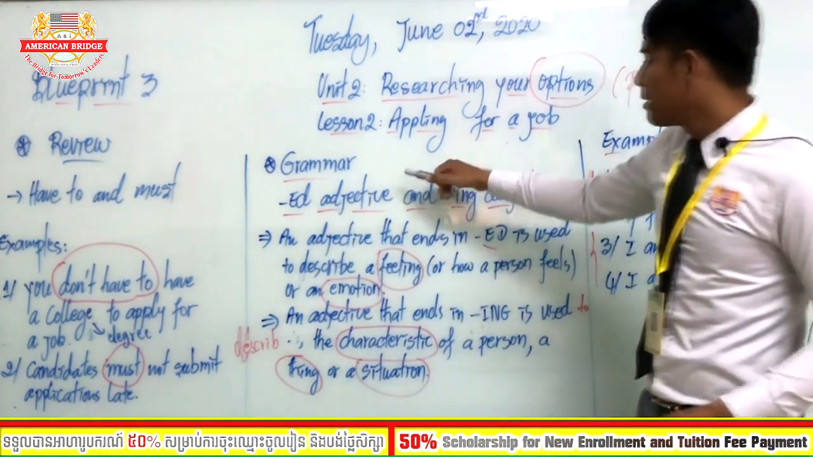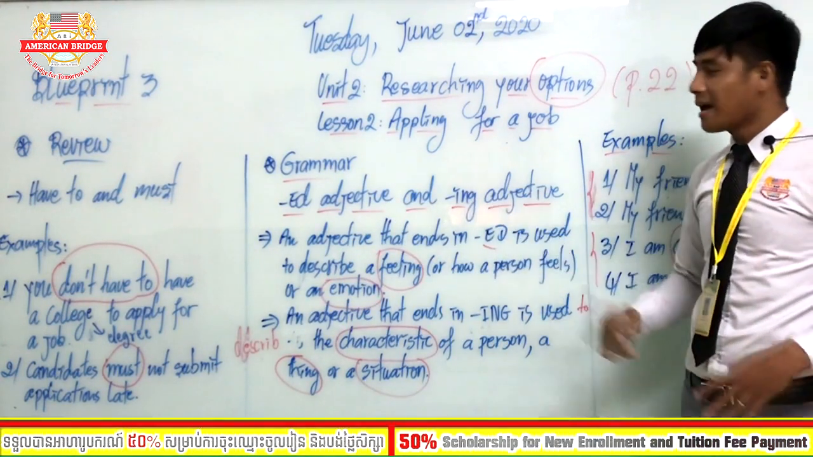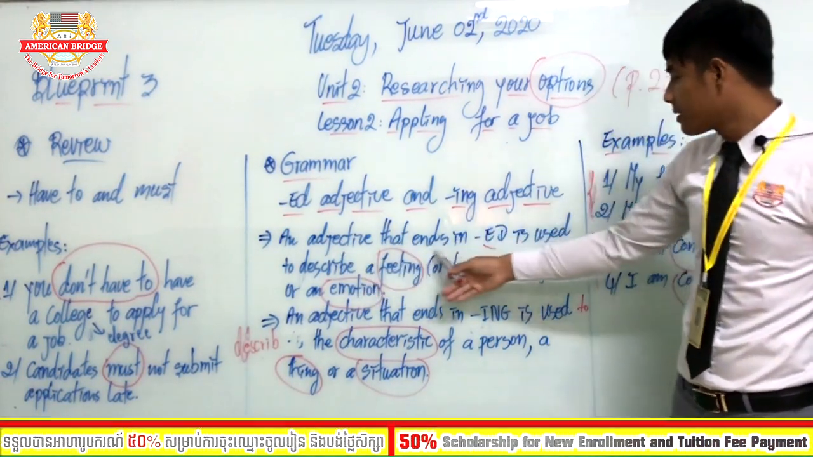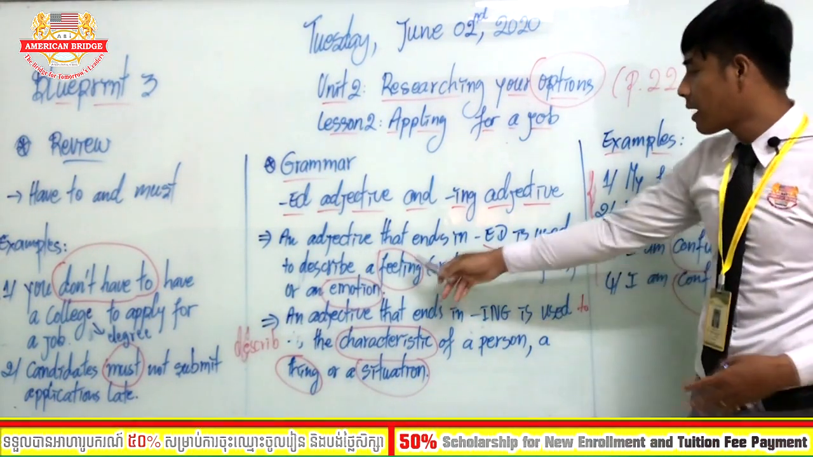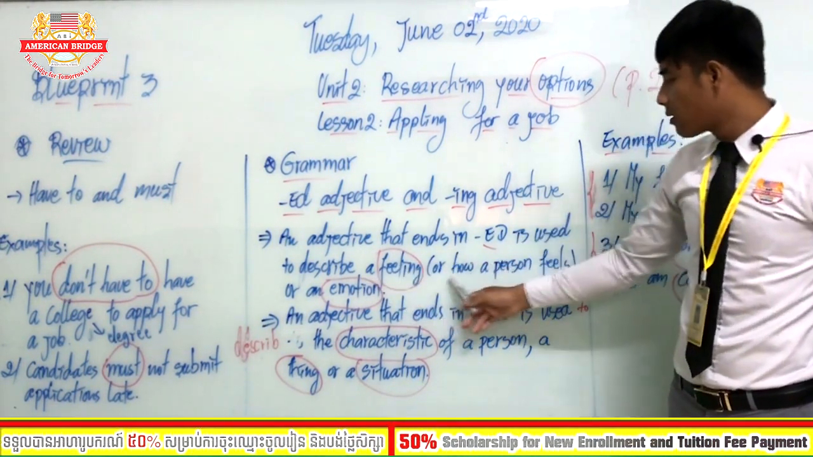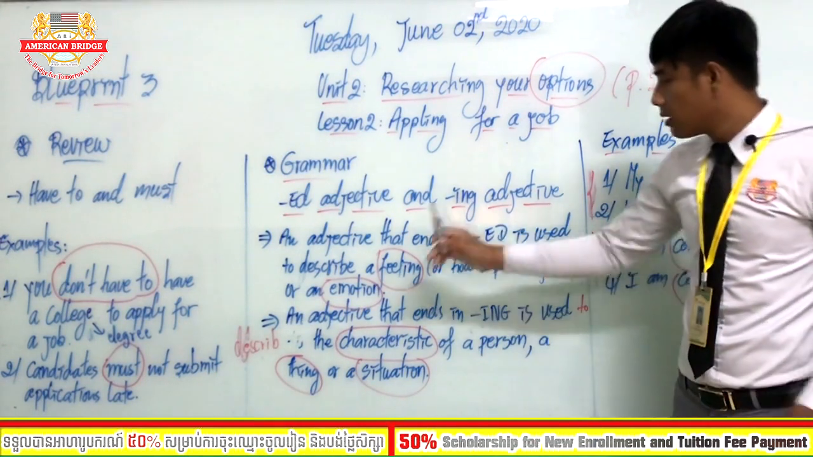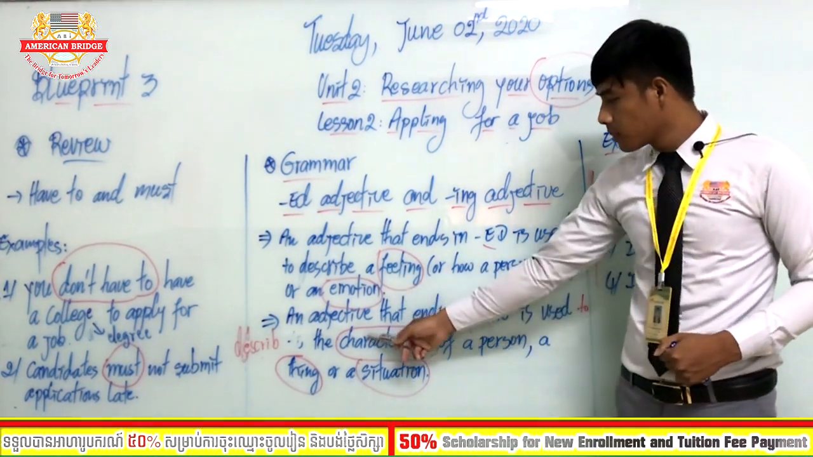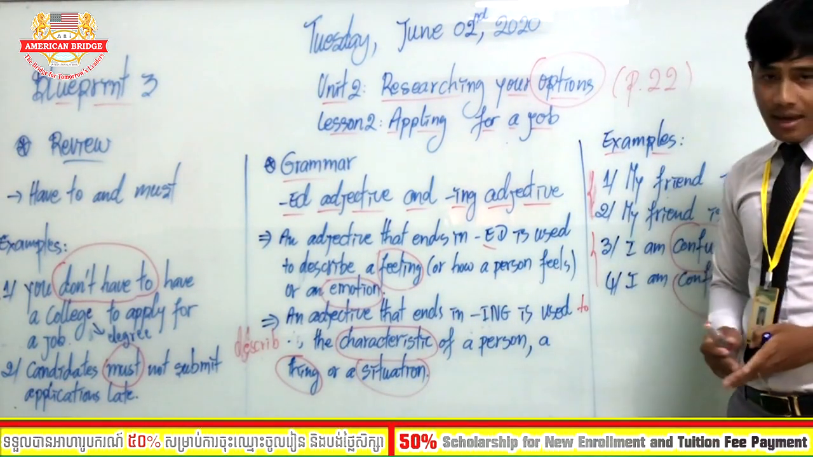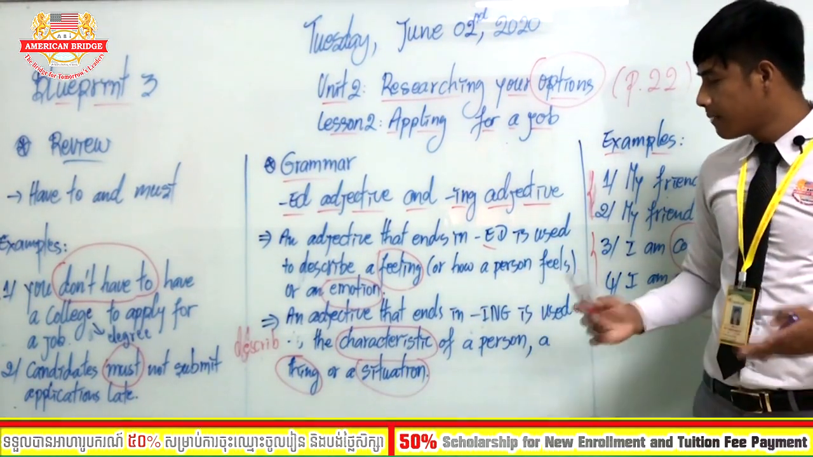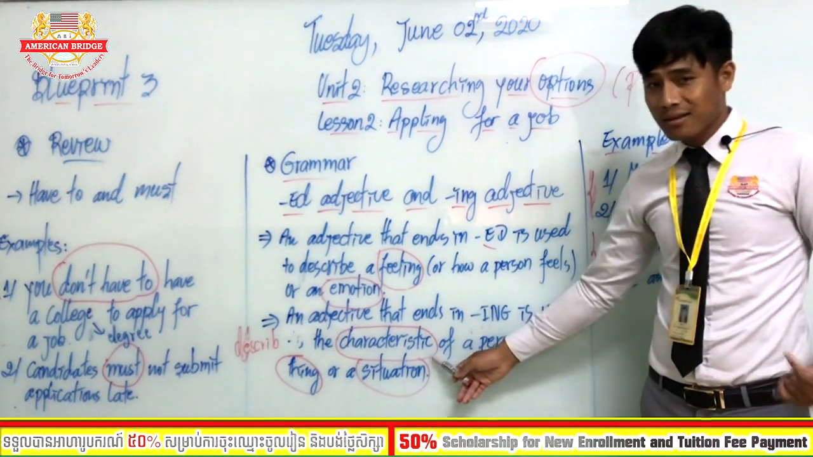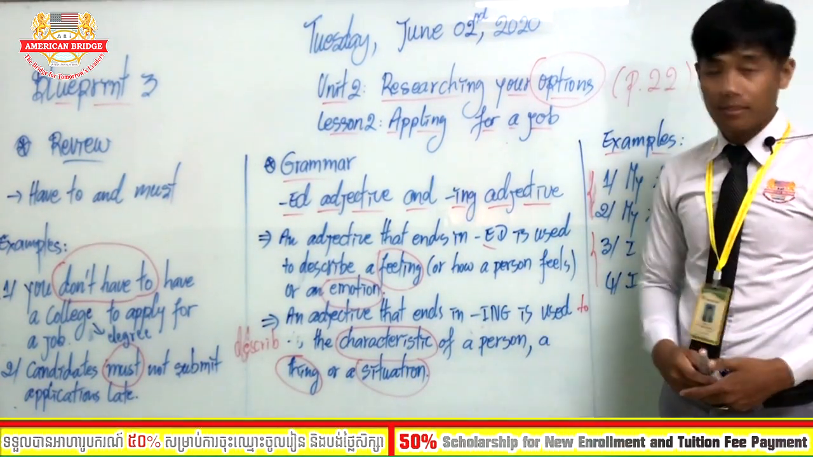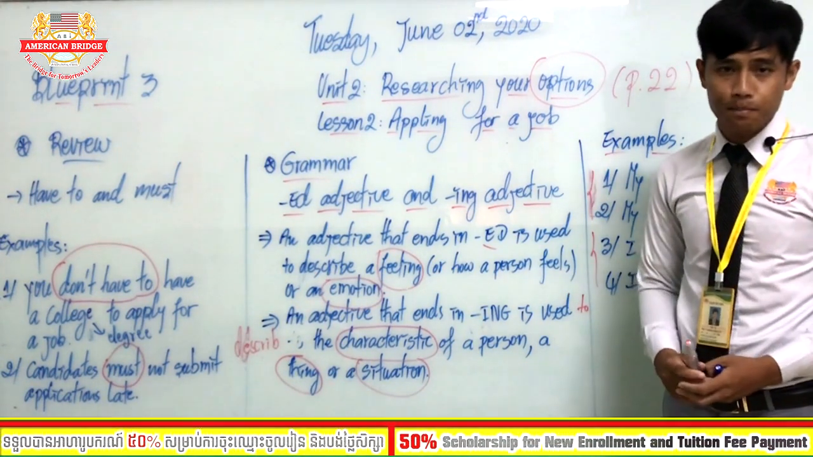And grammar: ed adjective and ing adjective. What is the difference? Okay. An adjective that ends in ed is used to describe a feeling or how a person feels, or an emotion. An adjective that ends in ing is used to describe the characteristics of a person, a thing, a situation.